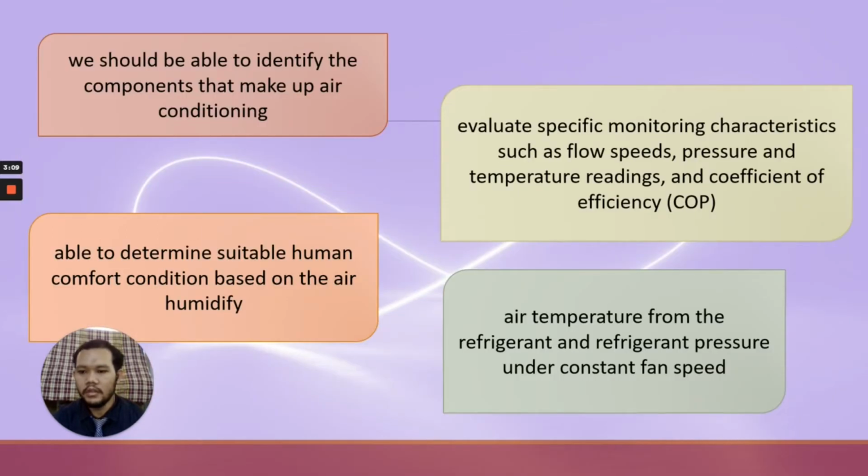So in this experiment, we should be able to identify the components that make up the air conditioning system, and evaluate specific monitoring characteristics such as flow speed, pressure and temperature reading, and coefficient of efficiency. Third, be able to determine suitable human comfort condition based on the air humidity. Lastly is the air temperature from the refrigerant and refrigerant pressure under constant fan speed.